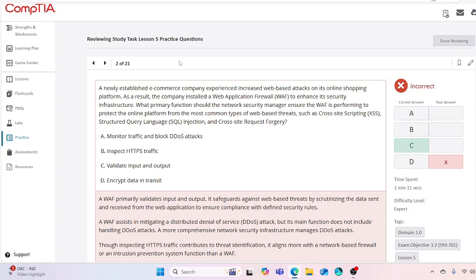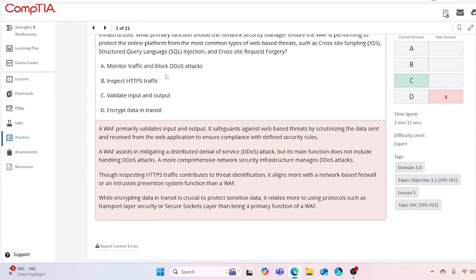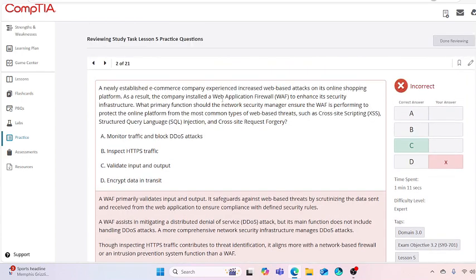Validate input and output. A web application firewall primarily validates input and output. It safeguards against web-based attack threats by scrutinizing the data sent and received from the web application to ensure compliance with defined security rules.